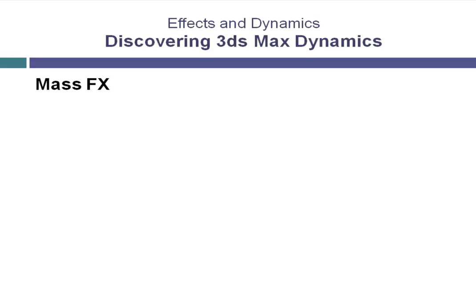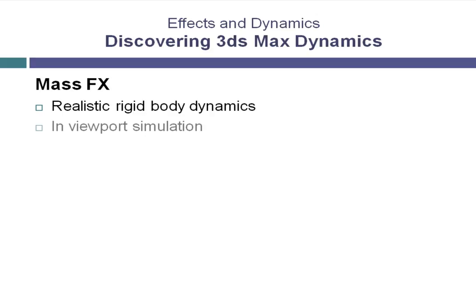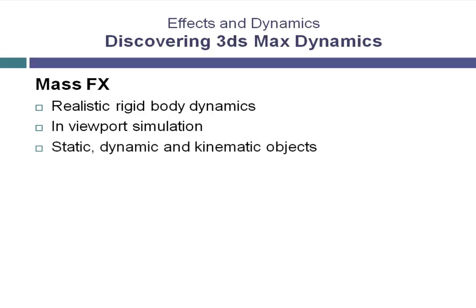Mass Effects can realistically simulate rigid body dynamics, enabling complex scenes requiring realistic object motion to be created with a relatively little amount of additional effort. The simulation available through Mass Effects is previewed directly in the viewport. Through the Mass Effects interface, animators can control object properties as well as play back the simulation using whichever viewport rendering option they want. There are three main types of objects that can be used within a simulation.